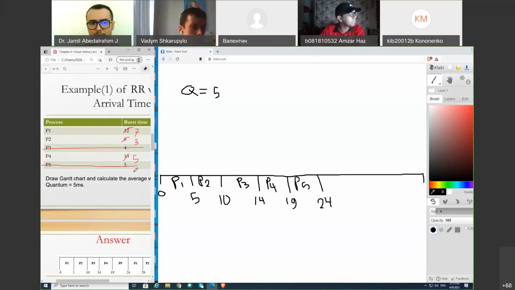Okay, now we make a round back to P1. P1, the total is 7. We can execute only 5. So the remainder will be 2. 24 plus 5, 29. Then P2, only 3 units.